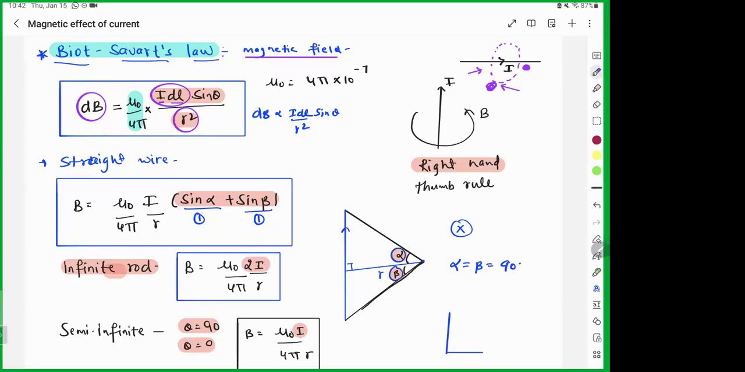If you keep the compass away, it means if you reduce the distance, then there will be more deflection. If you increase the distance of the compass, then deflection will be less.